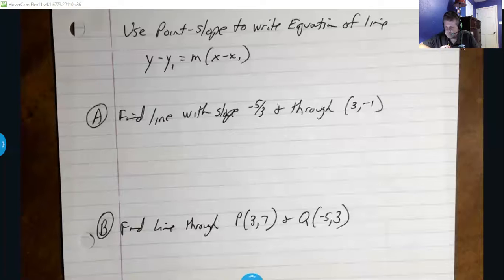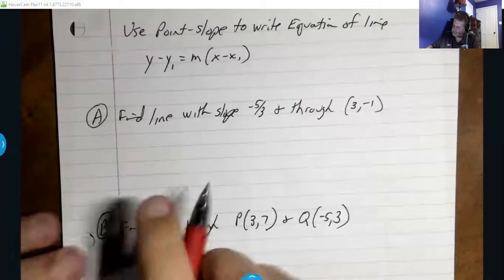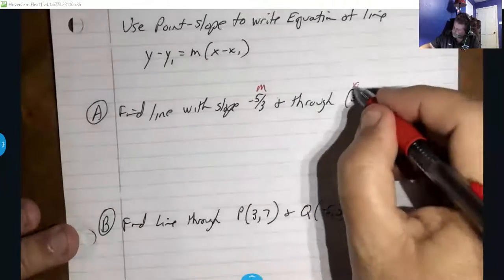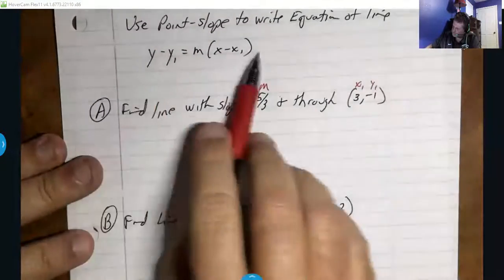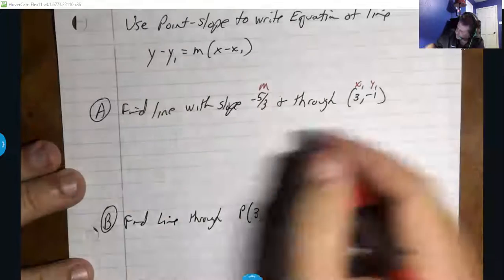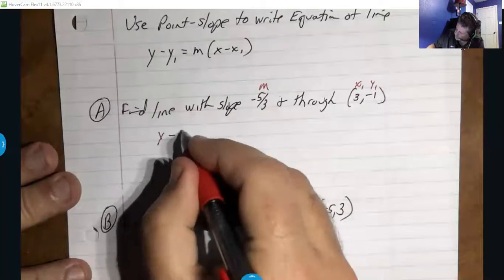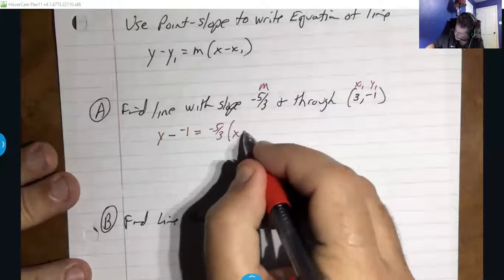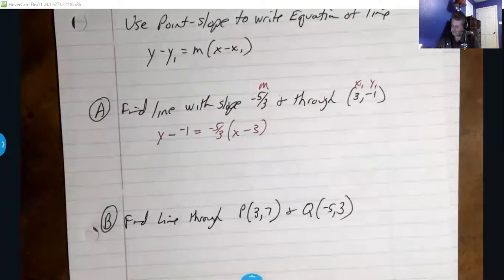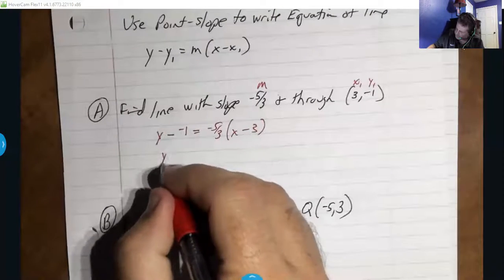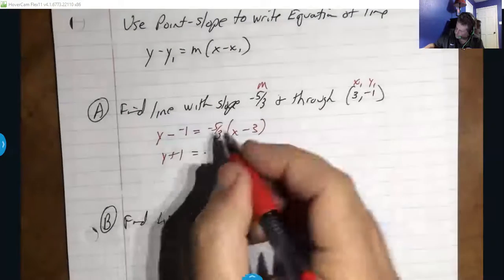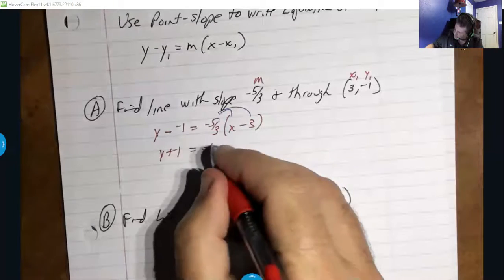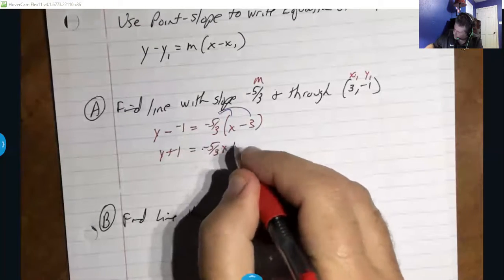Okay, so let's look at this. Okay, it says find a line with the slope of this and goes through this point. So what we're going to do is this is our slope, and we're going to call this x1 and y1. And what we're going to do is we're going to put this information in. So it's going to be y minus a negative 1 is equal to negative 5/3 times x minus 3. Everything's plugged in. So this is going to be y plus 1 is equal, and I'm going to go ahead and distribute these. This is going to be negative 5/3 x plus 5.